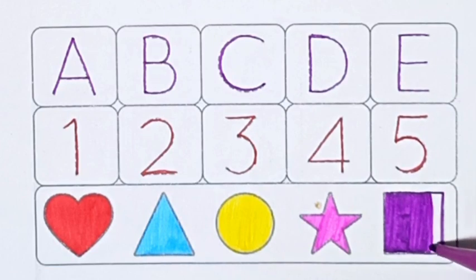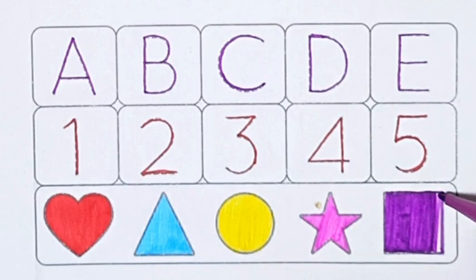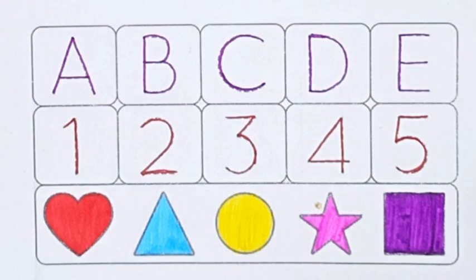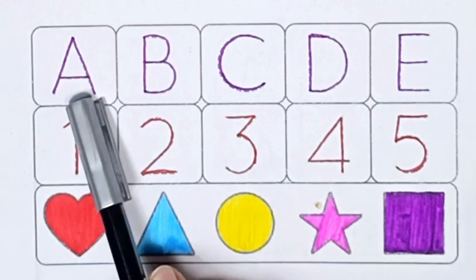We are coloring our final shape. It's a square. The color of the square is purple color. Now we learn and repeat it again and again. First of all, English alphabet, then counting, and lastly shapes.